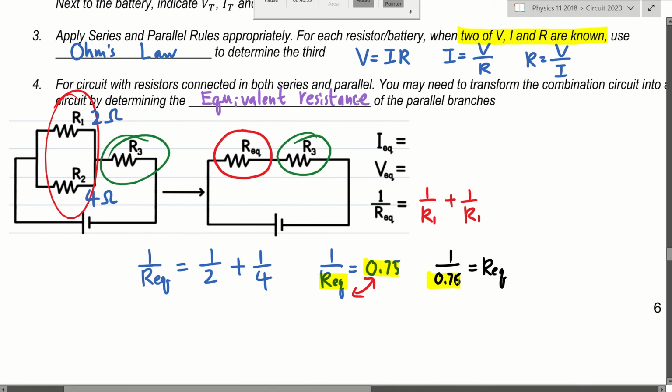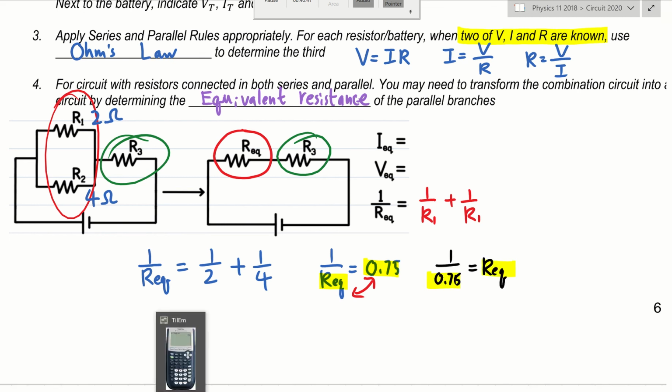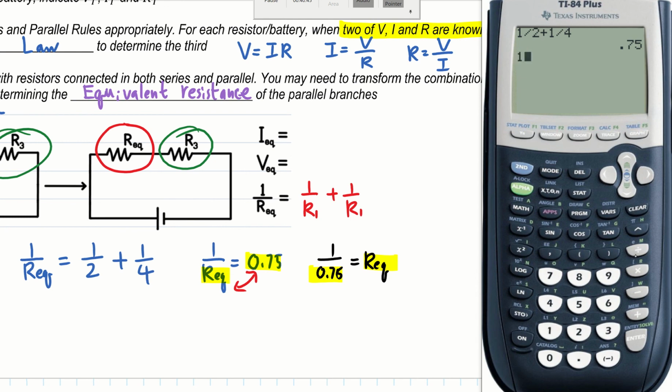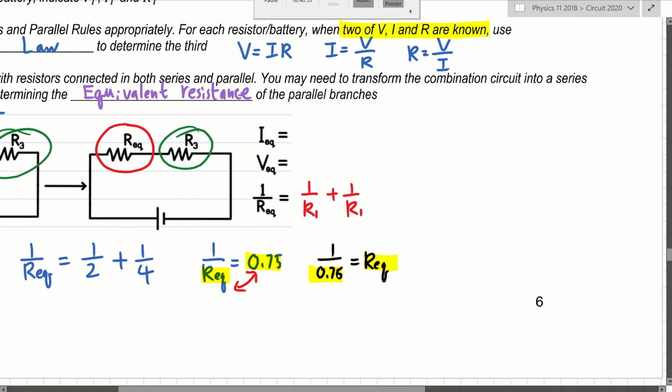So you take the answer that you just got in your calculator and you do 1 over. You recall the answer in your calculator, hopefully you know how to do that. Or just write down that number and then you do 1 over that number. That's another way. So that's 1.3 repeating. So the equivalent resistance is 1.3 repeating in this example.